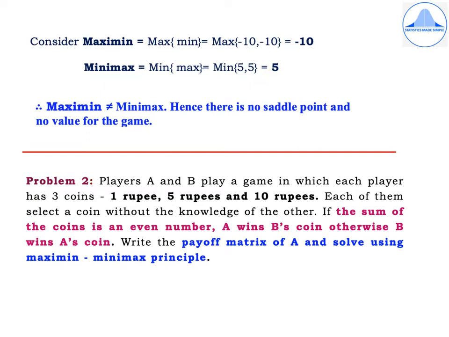Problem 2. Players A and B play a game in which each player has 3 coins, 1 rupee, 5 rupees and 10 rupees. Each of them selects a coin without the knowledge of the other. If the sum of the coins is an even number, A wins B's coin, otherwise B wins A's coin. Write the payoff matrix of A and solve using Maximin Minimax principle.